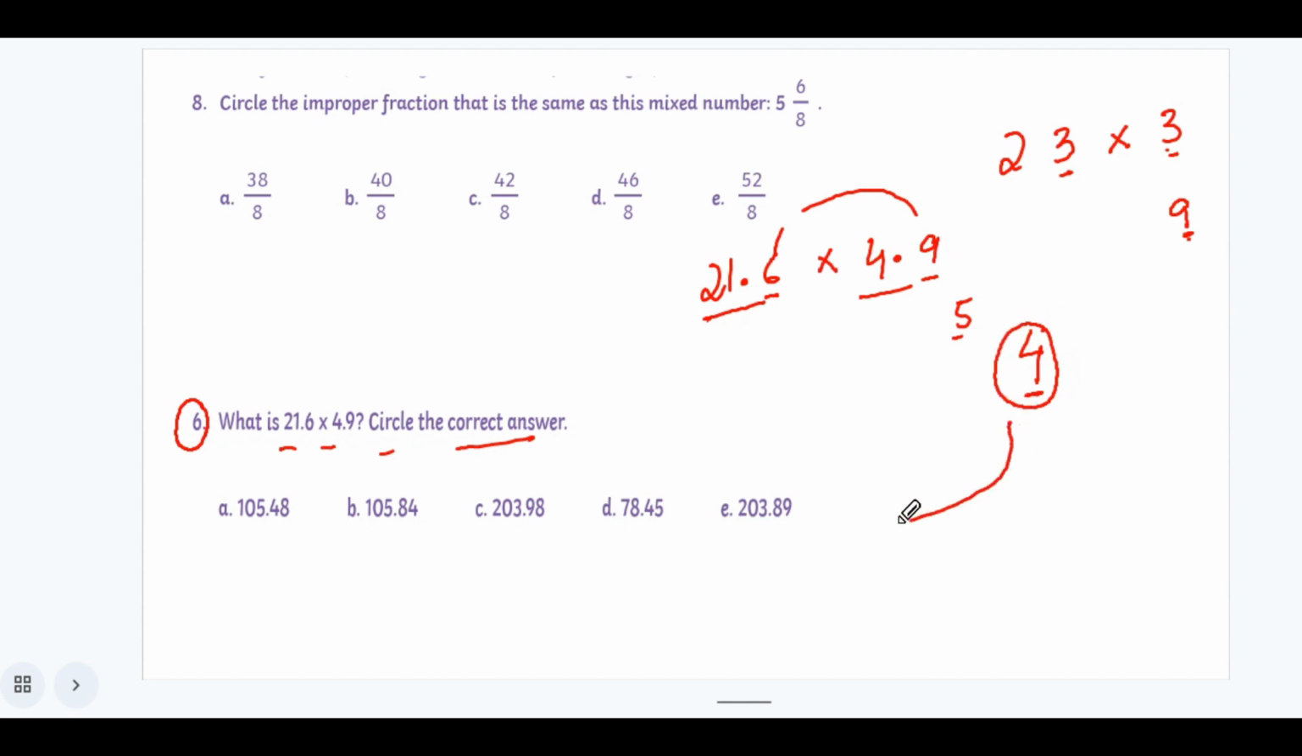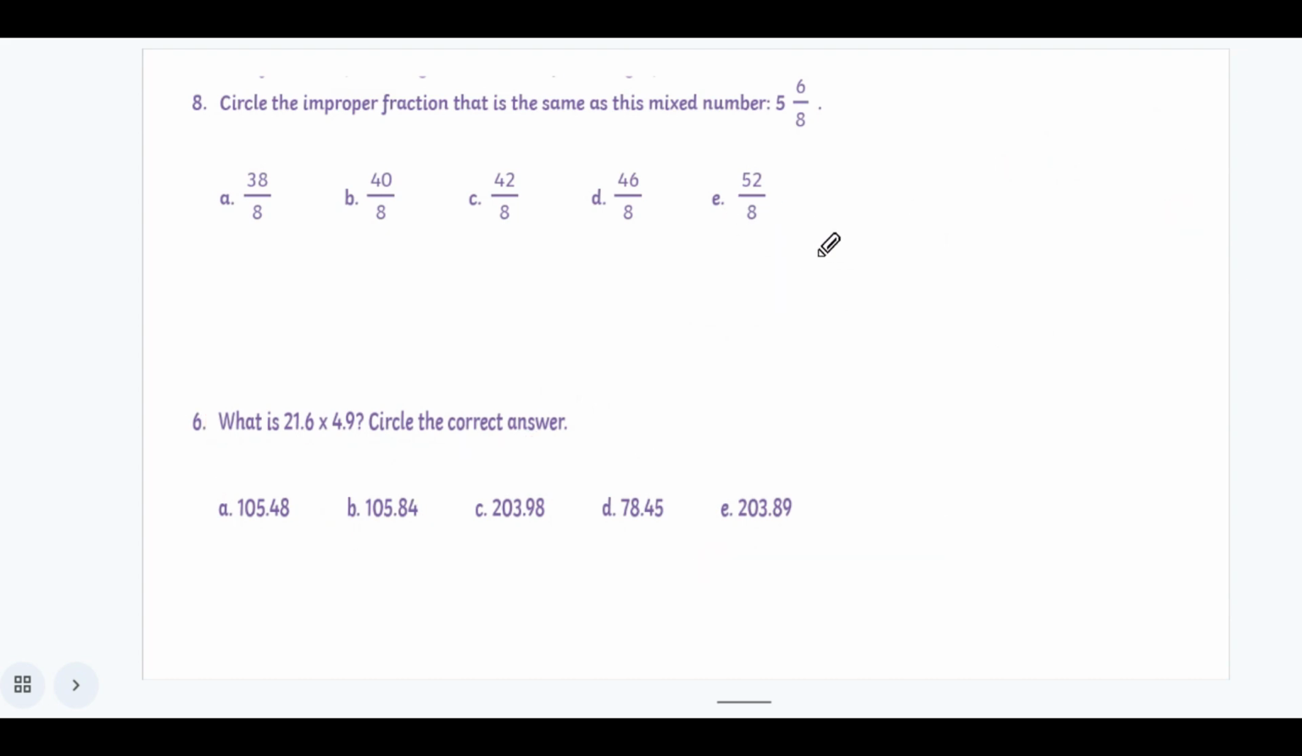You need to go into your choices and find every number having 4 at the end. Look, this number doesn't have 4 at the end, skip it. Then this number has 4 at the end, so we can choose it. Then this one doesn't have 4 at the end, leave it. This also doesn't have 4 at the end, leave it. So look at which number you are left with, only 105.84. So this is going to be your answer without doing any multiplication. Now we can verify whether our answer is correct or not, just for your satisfaction.